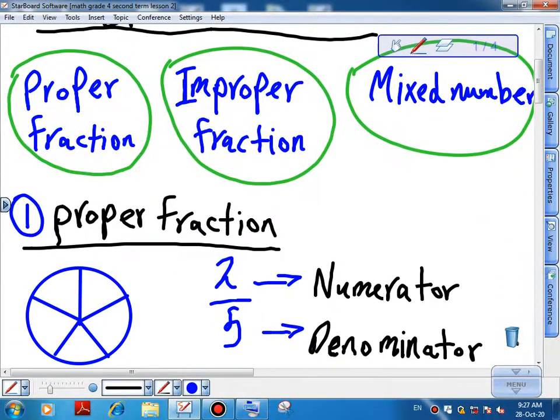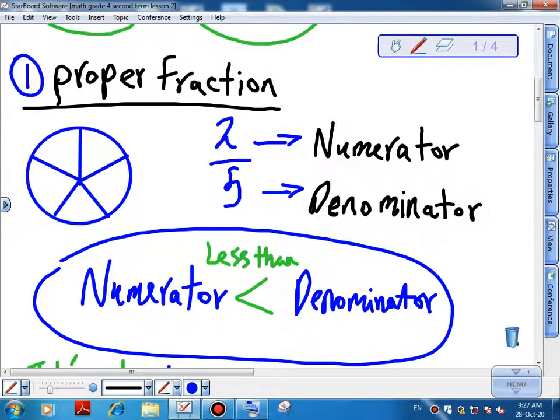The first type is called proper fraction. We know the fraction has a numerator and denominator, like this, 2 over 5 or 2 fifths. The numerator here is 2 and the denominator is 5. This type of fraction is called proper fraction because the numerator is less than, smaller than the denominator. 2 is smaller than 5. So we call this type a proper fraction when the numerator is smaller than the denominator.